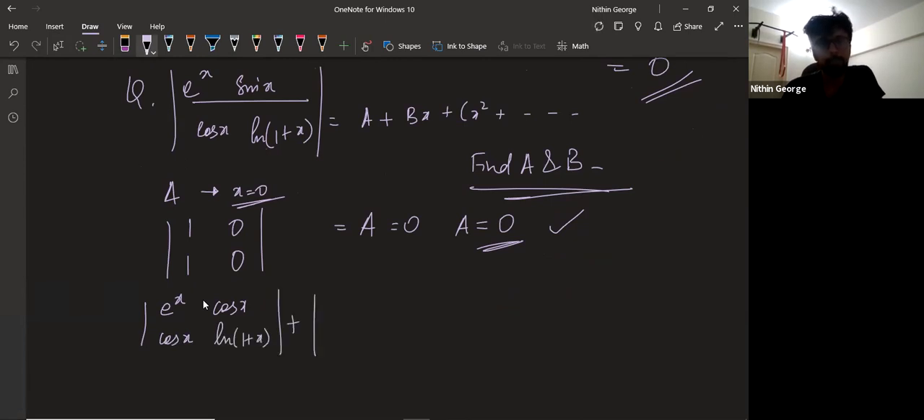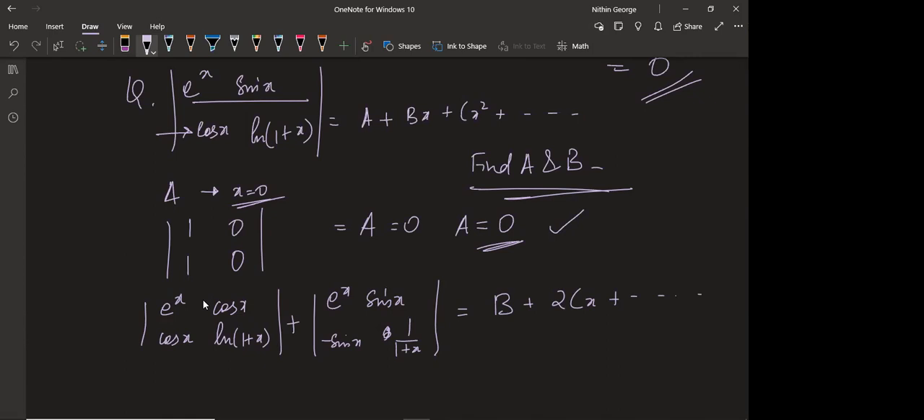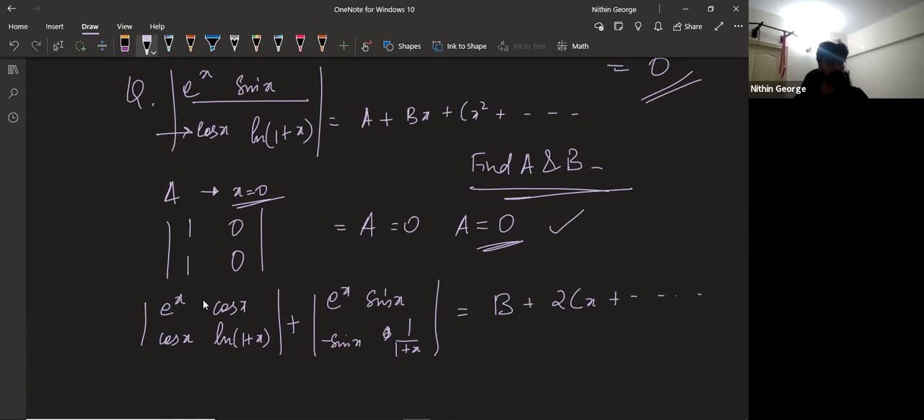And then I will keep the first row as it is, e power x, sin x. And the second row becomes minus sin x and 1 by 1 plus x. When I differentiate the second row, I get cos x and ln 1 by 1 plus x, minus sin x and 1 by 1 plus x. This is equal to b plus 2cx plus so on. Is it clear till this step, guys? Yes, sir.